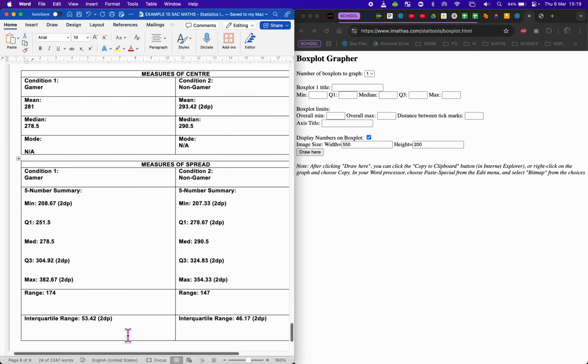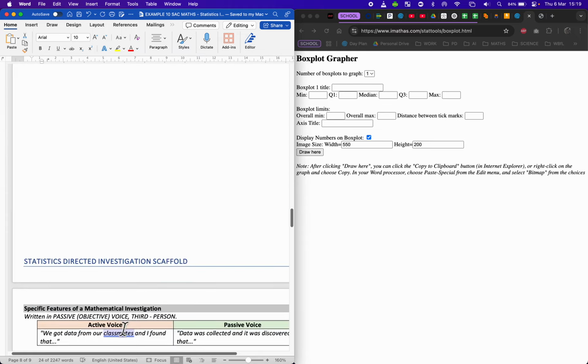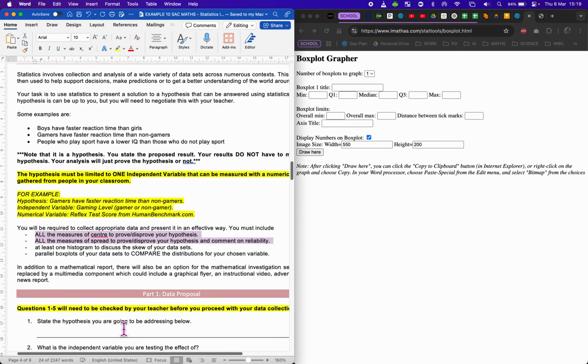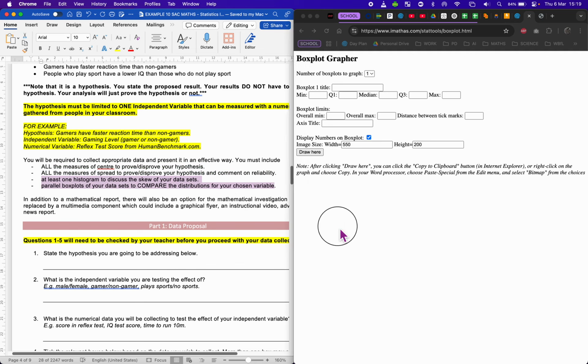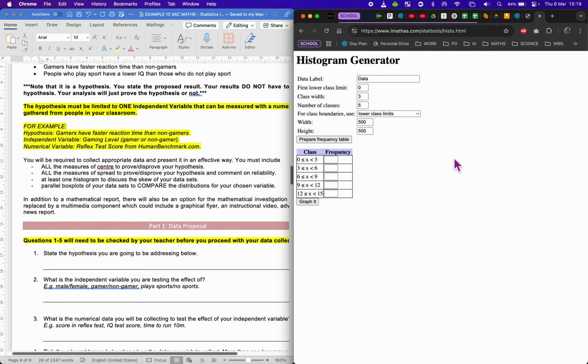These numbers prove that, but statistics is also about representing data on graphs. You need at least one histogram to discuss the skew of your data sets, and you need parallel box plots of your data sets to compare the distributions for your chosen variable. So on DayMap, when you start this assignment, I'm going to give you a package that contains all of the graph generators that you need.